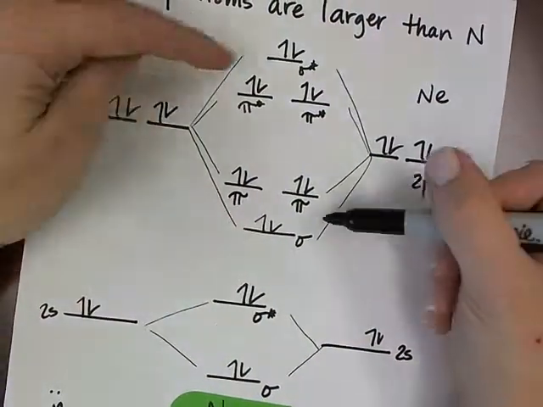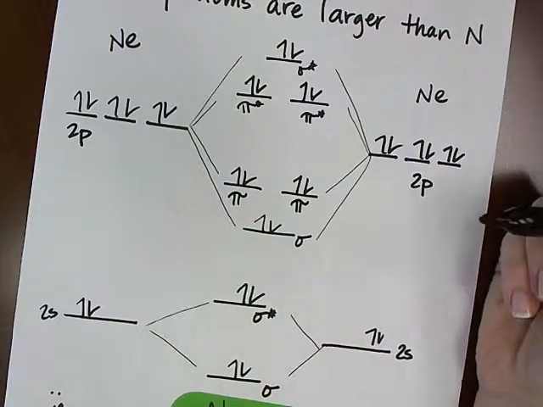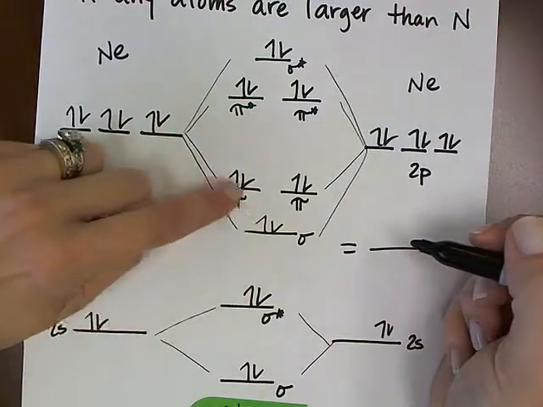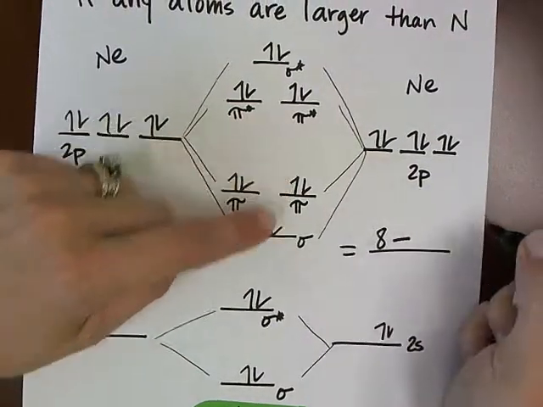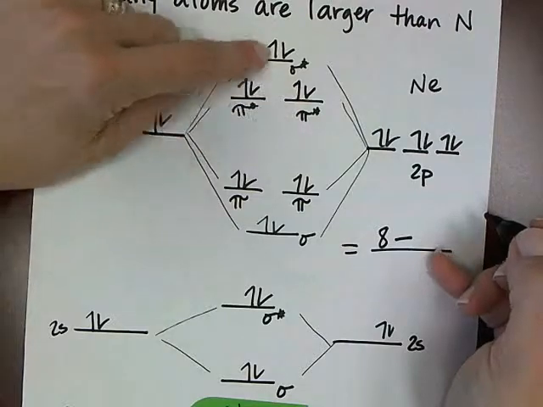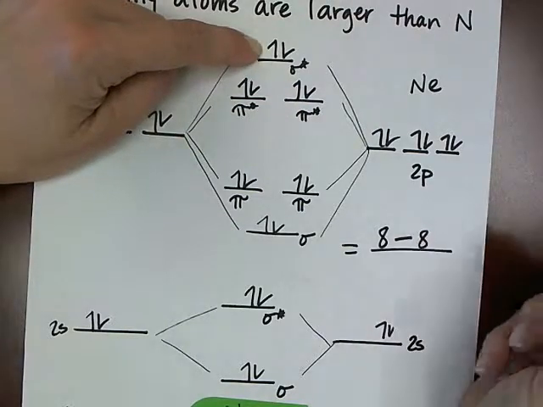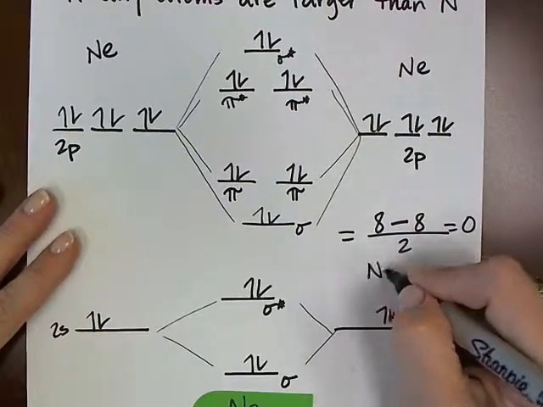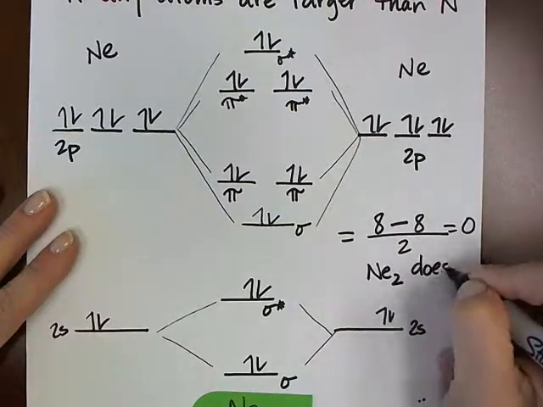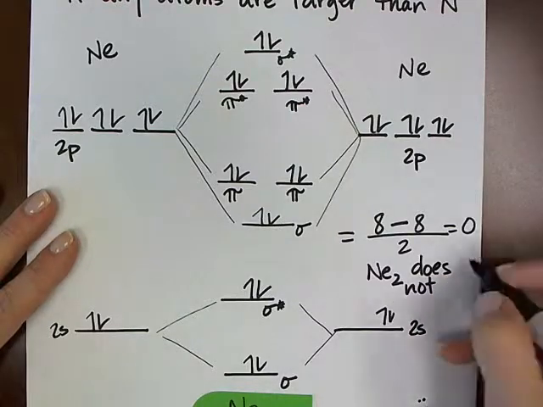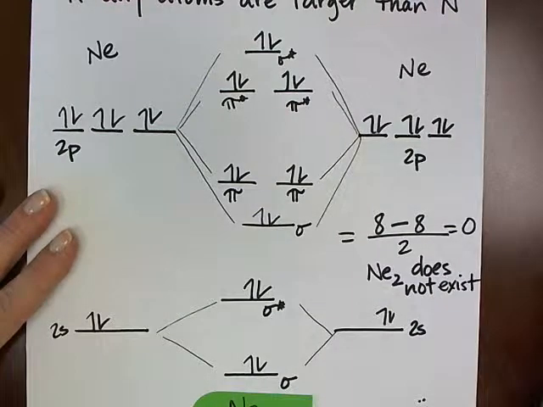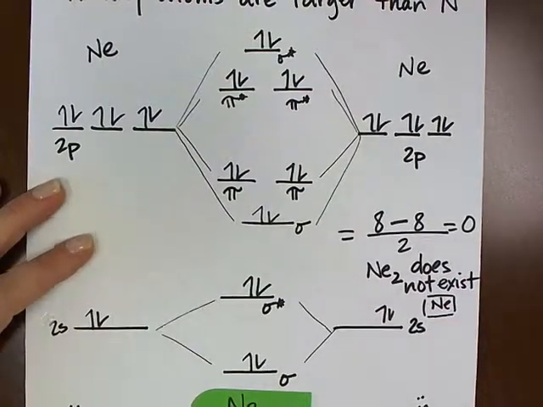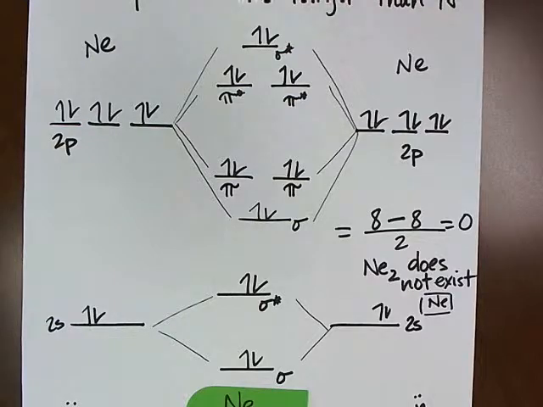Okay, so obviously if these are all filled, then these are all going to be filled. So what's interesting to note then is if I look at the bond order calculation, I have 2, 4, 6, 8 bonding electrons and 2, 4, 6, 8 anti-bonding electrons. So the bond order is 0. That tells me that I should not expect neon to exist in the diatomic phase, and in fact it doesn't. It only exists as regular single molecular neons.